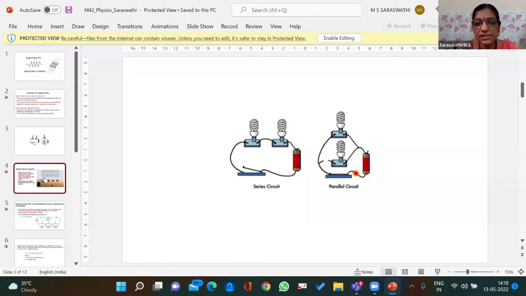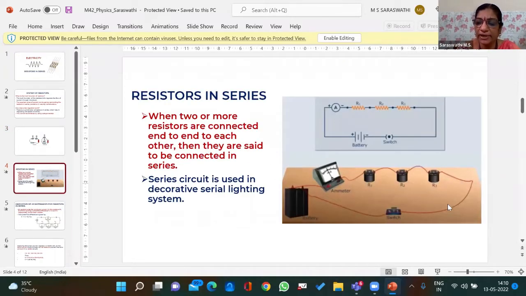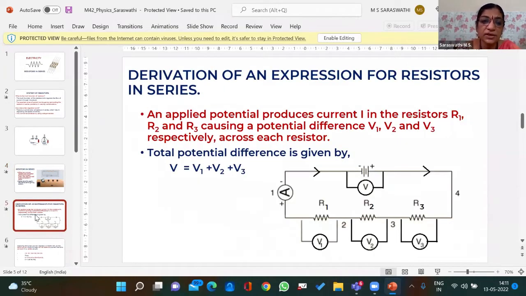Okay, so resistors in series. Now they will be doing this activity. This year, I think we have this for the practical activity also. So you have three resistors connected in series along with a switch, a battery, and an ammeter. Ammeter is used for measuring the current flowing in the circuit. So where do you find the series circuit? You find it in decorative serial lights. So this is how the connections are made in a series circuit.